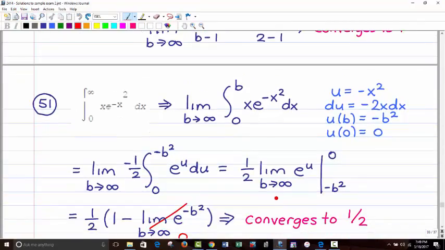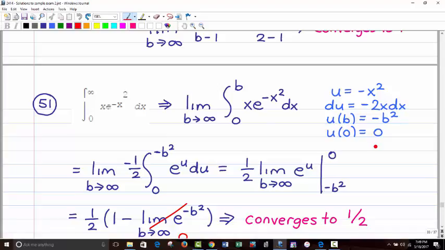Number 51. Now, you be careful, because this looks like it might be integration by parts, but it is not. It is just u substitution, and that's just because of the way the exponents happen to work out here. You let u equal negative x squared. du is negative 2x dx. So we will have to adjust and have a negative 1/2 on the outside.